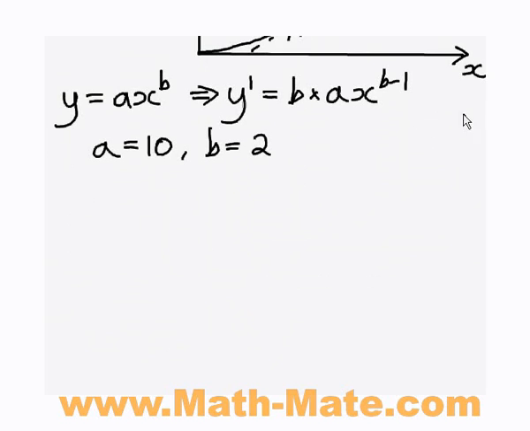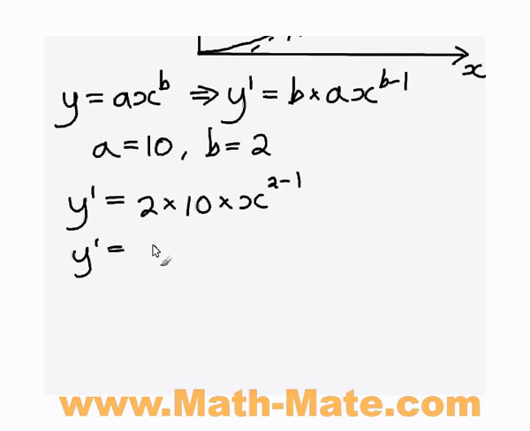So what we're going to do is use this rule to work out what the derivative of y is in this case. So y dash equals b, which is 2, times a, which is 10, times x, and we reduce our power of x by 1. So it's going to equal 20x to the power 1. Now anything to the power 1 is just the same thing again, so 20x is our answer.